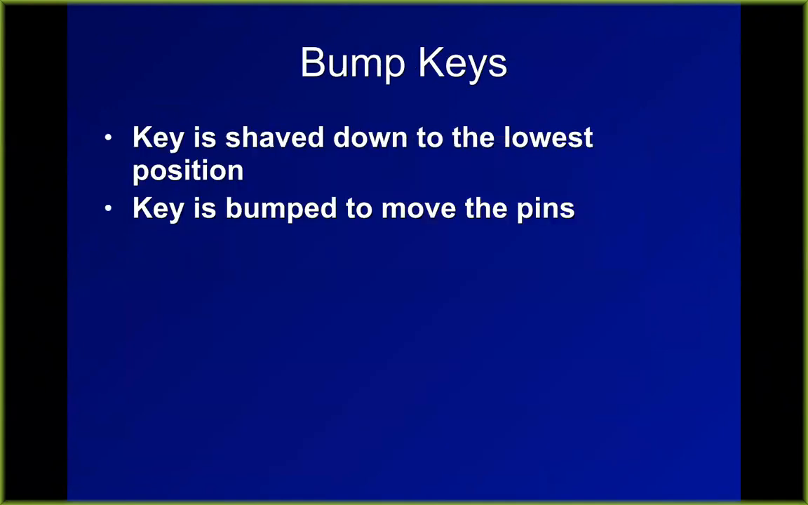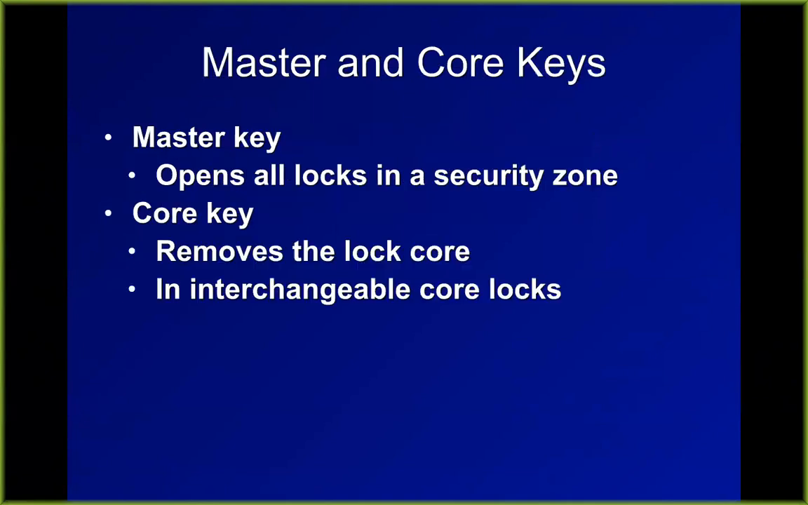Bump keys are the simplest way. You shave a key down to the bottom of every place that can be at a variable height, and then you just tap it with a screwdriver that causes the pins to sort of bounce up randomly, and within a few minutes they will just randomly hit the right combination and the lock will turn.